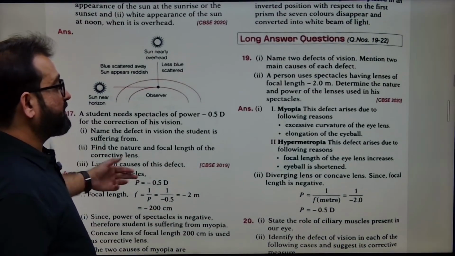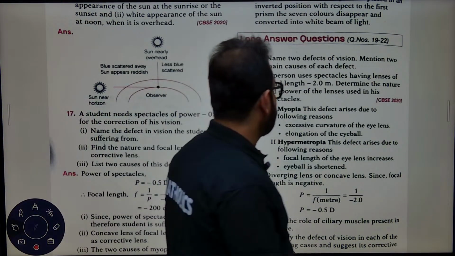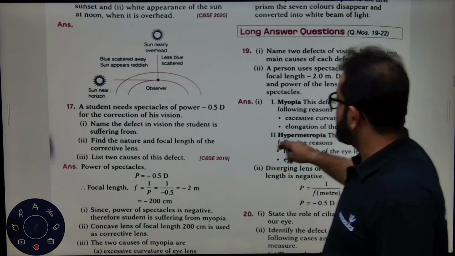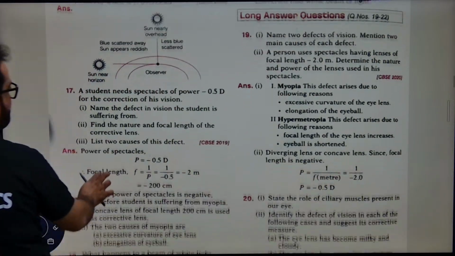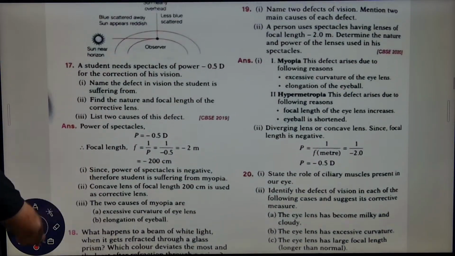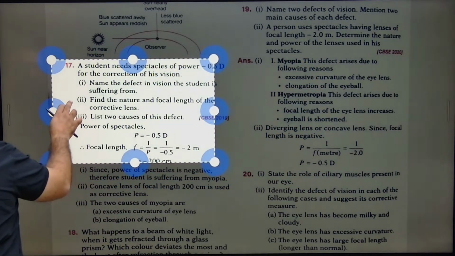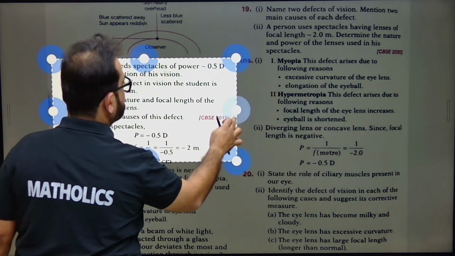Now, what is power? Power is actually 1 by F. You must know this, right? This question we can do as a long answer type question. We can do question number 17, 19, and 20. This we will be doing.